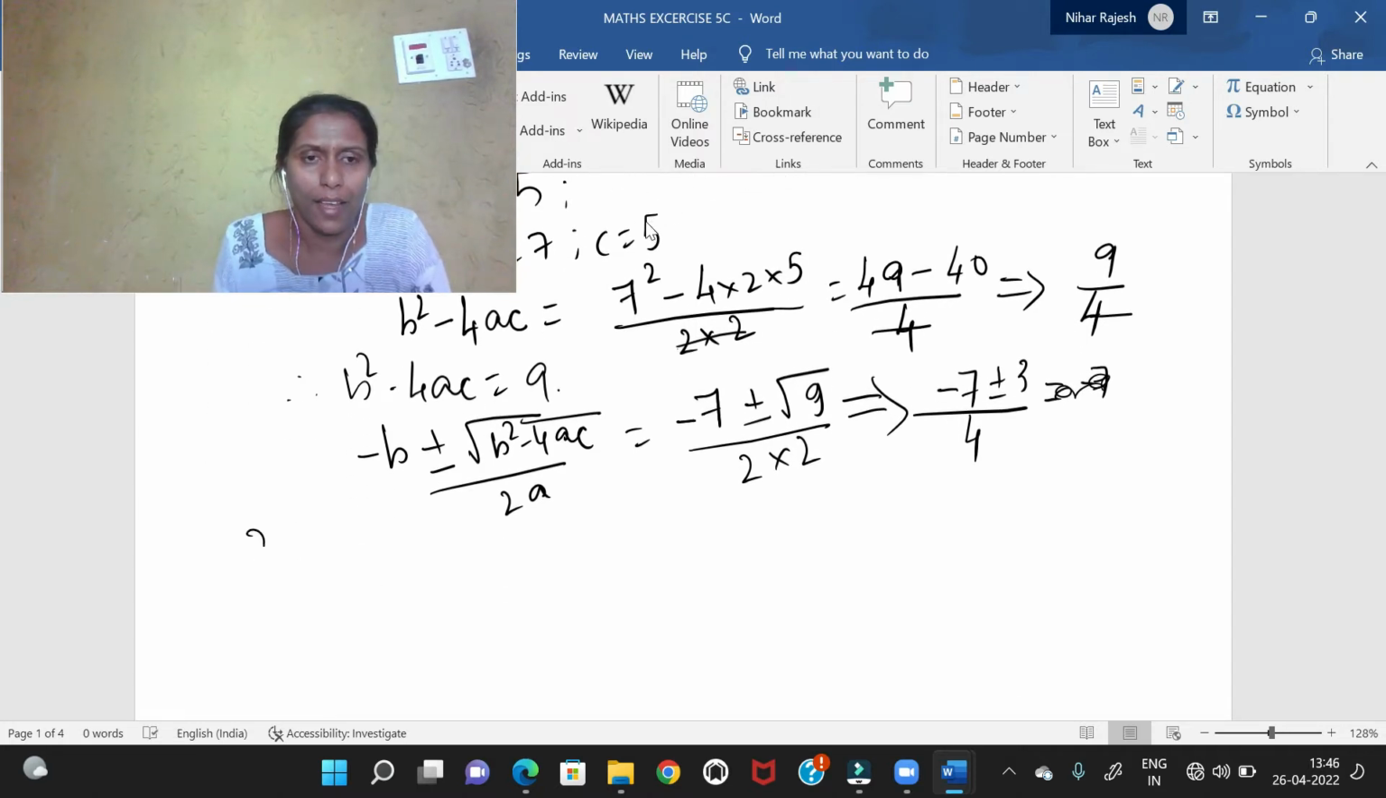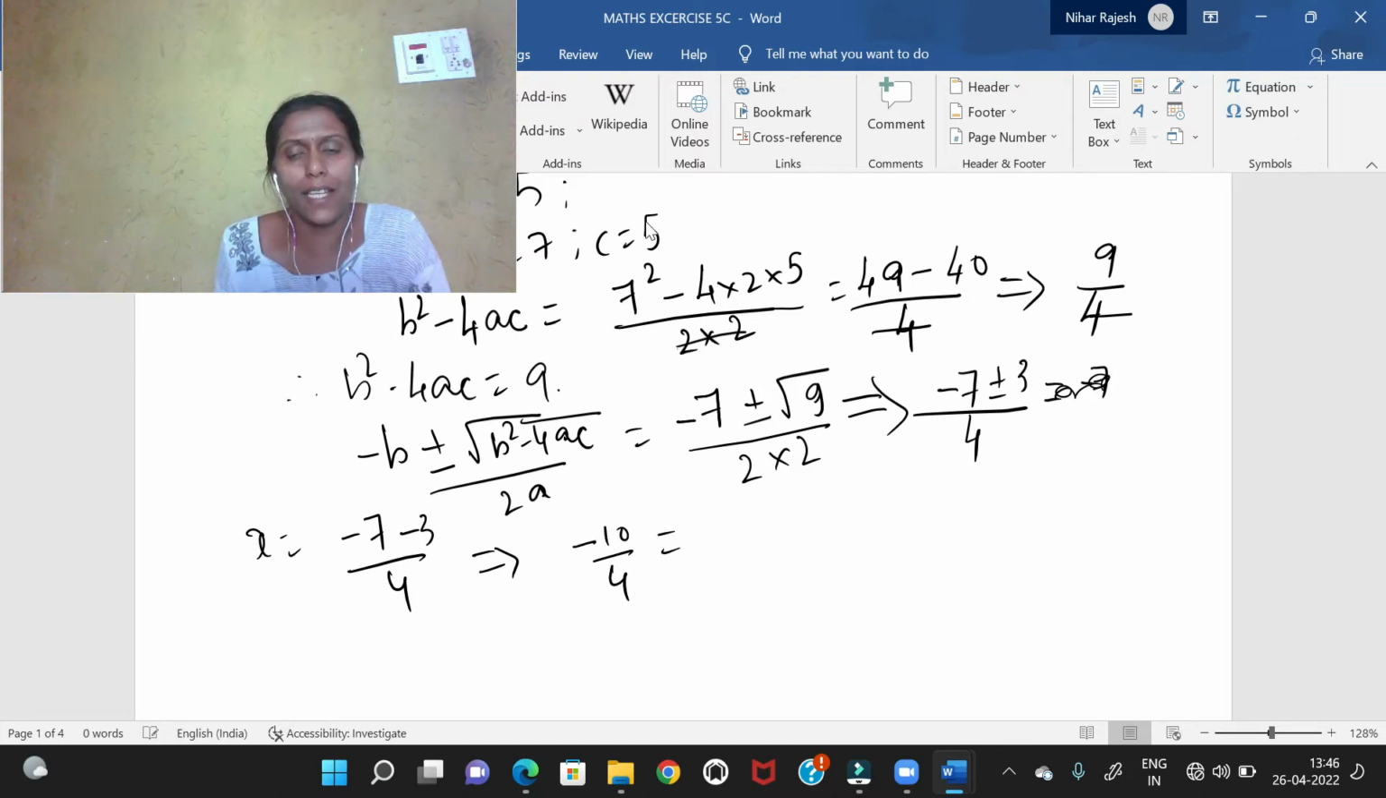Now, x is equal to minus 7 minus 3 by 4, which is equal to minus 10 by 4, which is again equal to, 2 2s are 2, 5s are minus 5 by 2. Therefore, x is equal to minus 5 by 2 is one root.